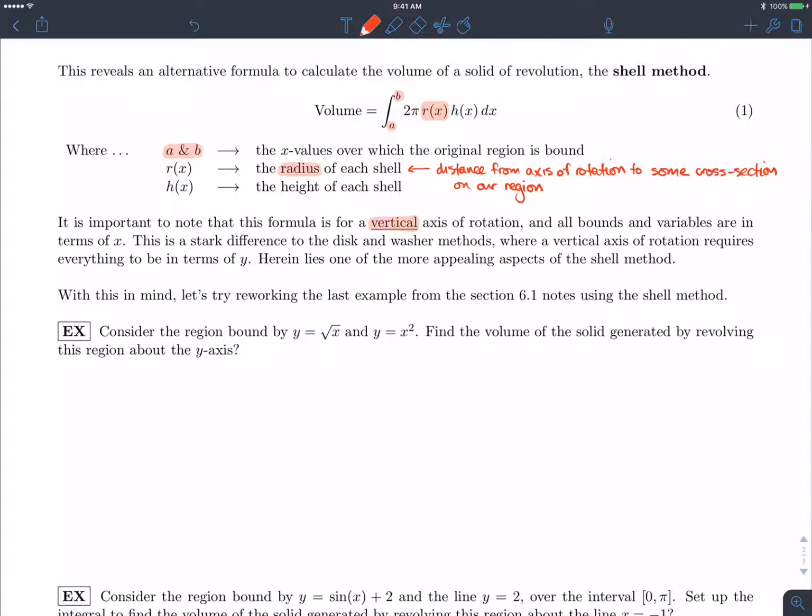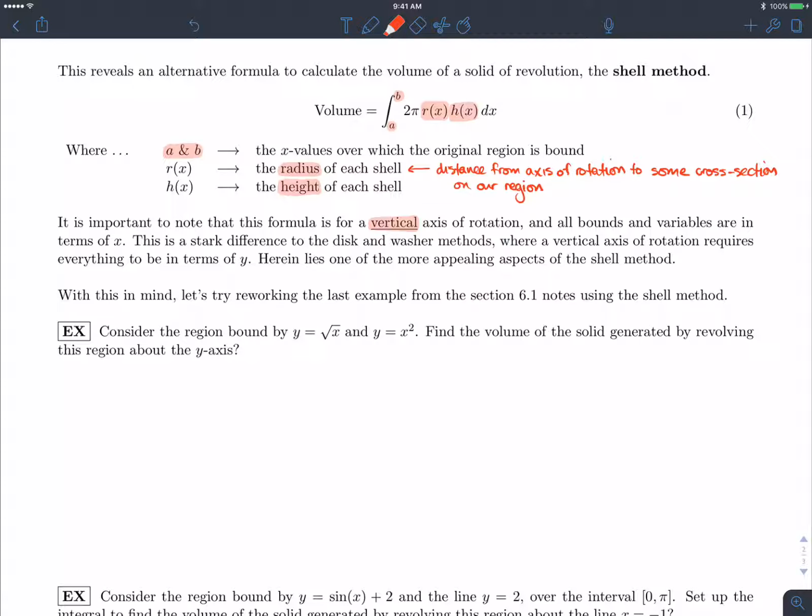And then lastly, we've got h of x, and h of x represents the height of each shell. Sometimes it's just the distance from the x-axis up to the curve. If we've got two curves that are bounding an area, it might be the height of a cross-section between those two. So this is where drawing that cross-section, getting a sketch, is going to be particularly helpful in terms of interpreting this.